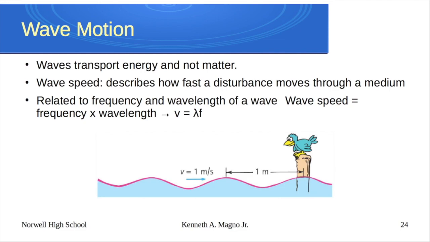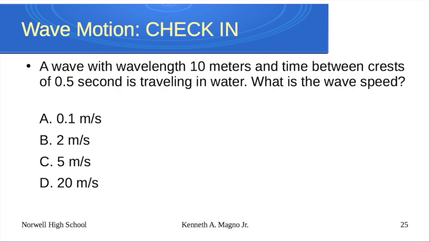And for wavelength, we're going to use this very interesting little character here called lambda. It looks like an upside down Y. That's what lambda is, and that's how we're going to describe wavelength. So a wave has a wavelength of 10 meters, and the time between the crests is 0.5 seconds. We want to know what the wave speed is. Is it 0.1 meters per second, 2 meters per second, 5 meters per second, or 20 meters per second?